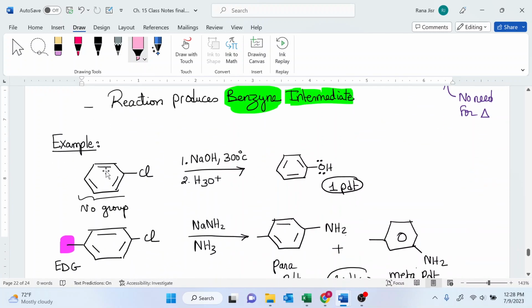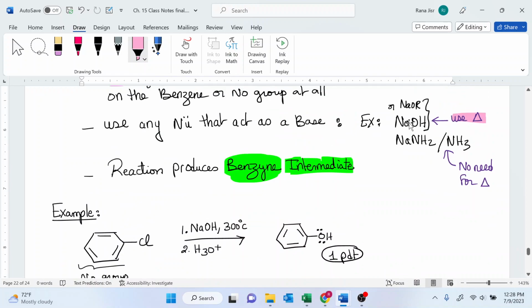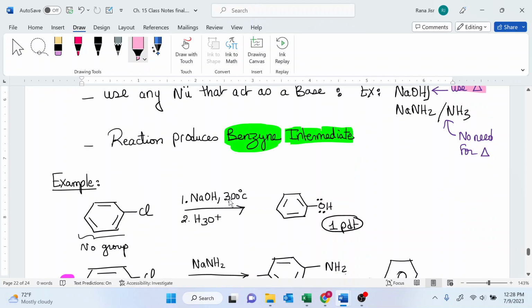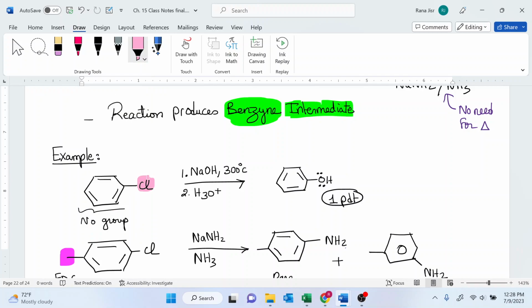Let's have an example in there. So this is an example where you have no group at all on the benzene. You have a base. Whenever you're using the nucleophile NaOH or the base in there, make sure that you use the heat. With both NaOH or NaOR, you would need to have high temperature, more than 300 degrees Celsius in there. The reaction happens in two steps. The acid here is just to make sure that the reaction will proceed to completion. And here you are substituting your halogen with whatever nucleophile that you are working with. So if I'm working with NaOH, then it's going to be NaOH. If it was an NaOR, then this one is going to be NaOR.